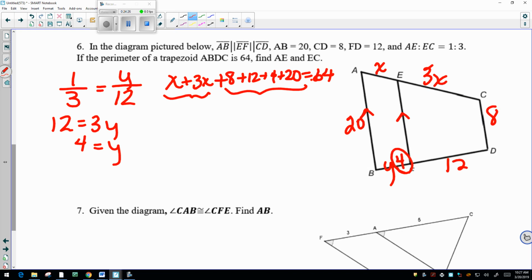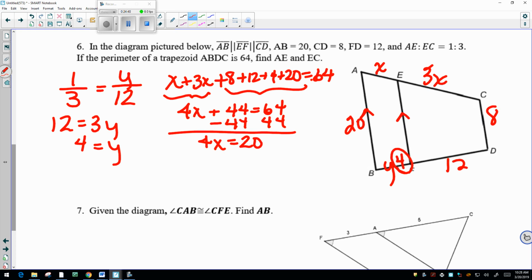Okay, so total of 4x. 20 and 4 and 12 and 8, we get a total of 44. And then we said subtract it away from our perimeter, from 64. And then to solve, divided by 4, we're going to find x is 5.